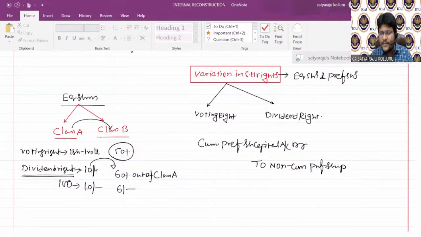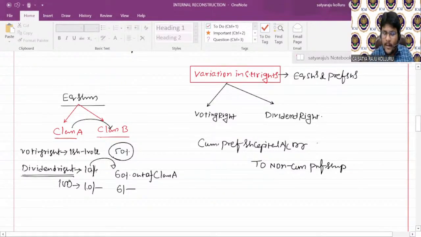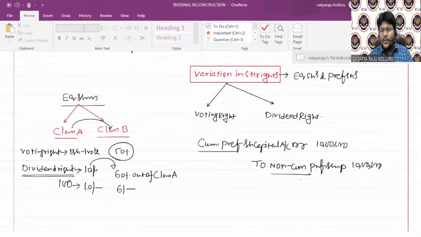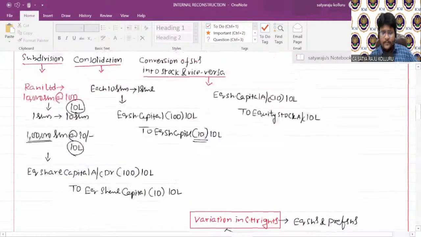Am I right, friends? But there is no change in the total capital. Let us assume the total capital is 10 lakhs. There is no change in the face value as well. The only difference is earlier the preference shares are cumulative preference shares, but right now the preference shares are non-cumulative preference shares. So simply the old right should be debited and the new right should be credited. That's it, guys. That is related to variation in shareholders' rights.